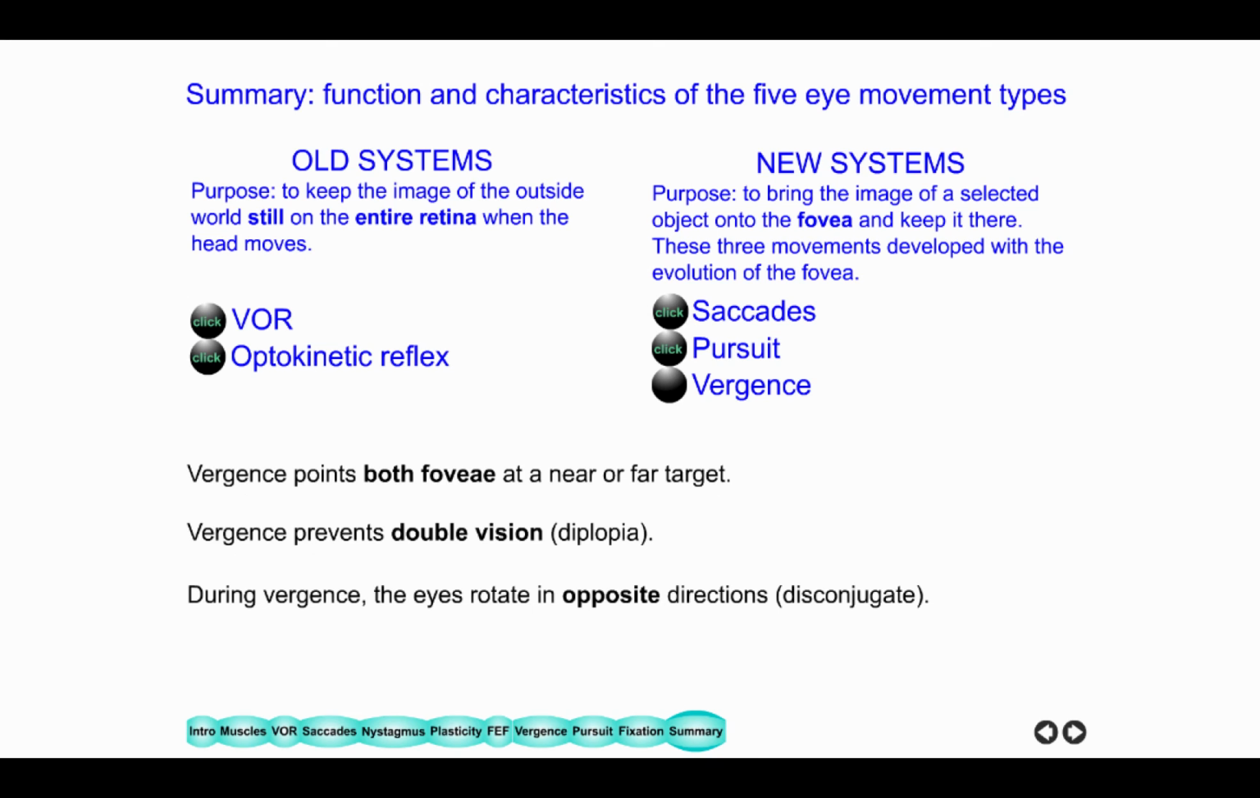And without vergence, you see double vision, diplopia. And the eyes move in opposite directions. Okay, that's it for today. Thank you very much.